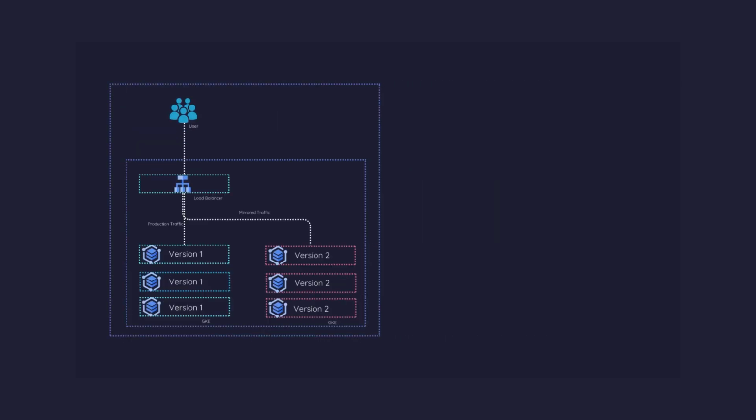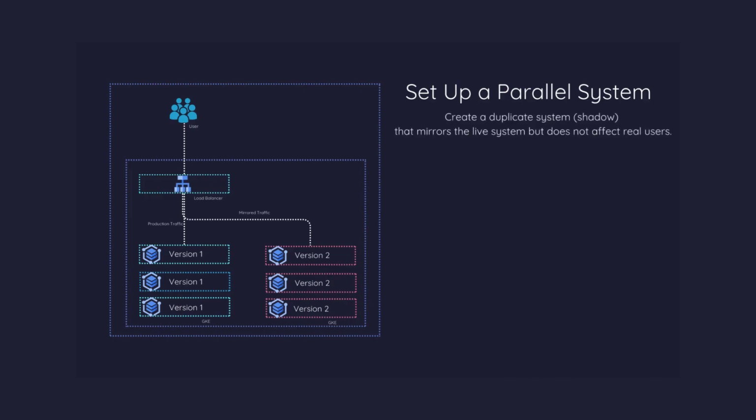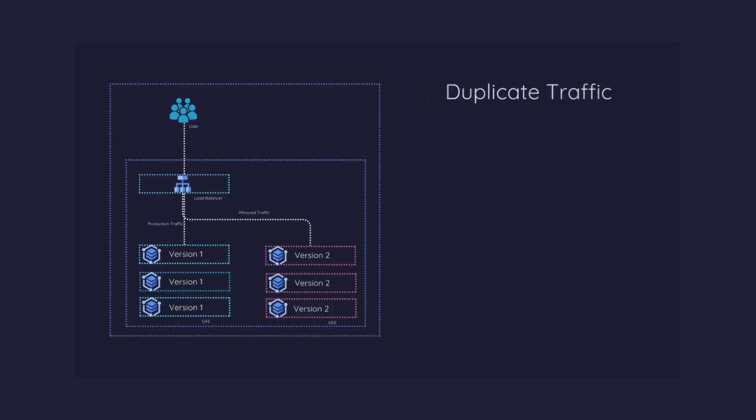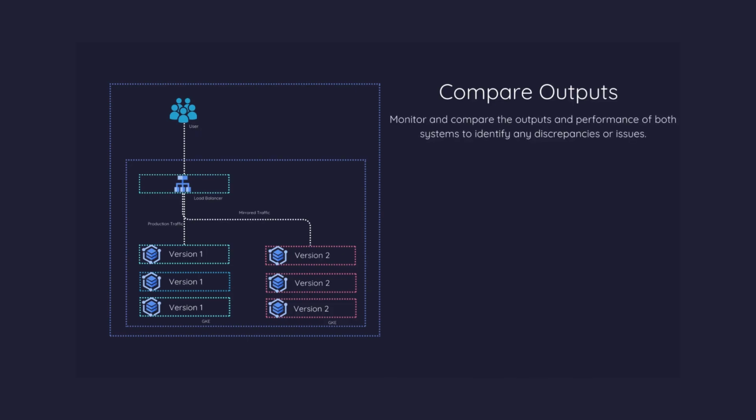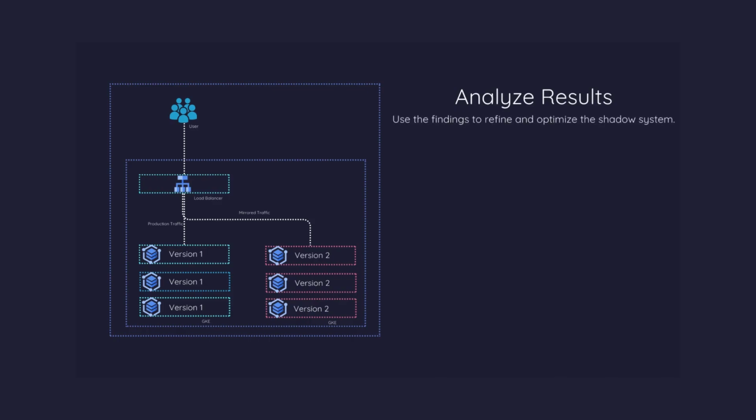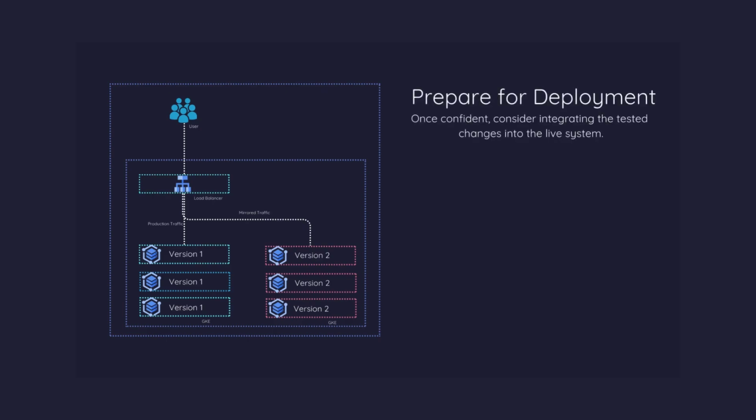Here are the steps for implementing a shadow testing strategy. Set up a parallel system. Create a duplicate system, shadow, that mirrors the live system but does not affect real users. Duplicate traffic. Route a copy of real user traffic to the shadow system while keeping the original traffic flow to the live system. Compare outputs. Monitor and compare the outputs and performance of both systems to identify any discrepancies or issues. Analyze results. Use the findings to refine and optimize the shadow system. Prepare for deployment. Once confident, consider integrating the tested changes into the live system.